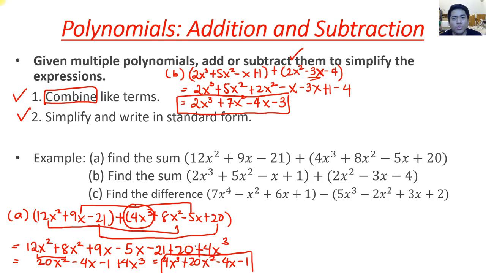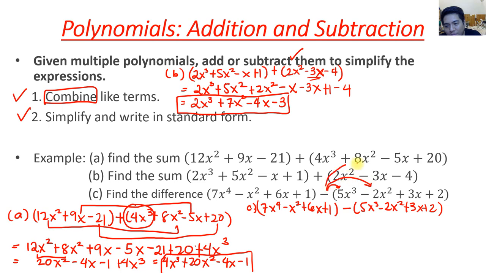the two polynomials. Now, for letter C, let us try for letter C. Okay, so you have 7x raised to 4 minus x squared plus 6x plus 1. Then you have minus 5x cubed minus 2x squared plus 3x plus 2. So what are we going to do here if we encounter such subtraction? We are going to distribute the negative sign on each of the terms. So don't forget that, to distribute the sign, and then you proceed to addition.